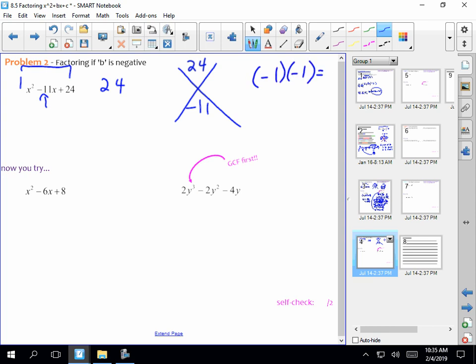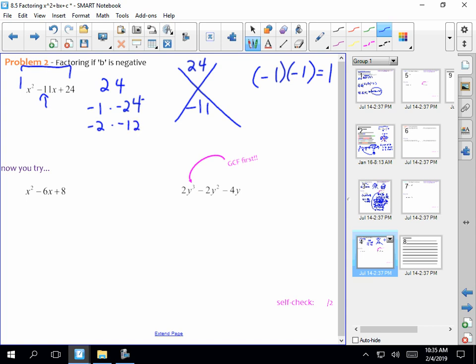Remember, a negative times a negative would be a positive, so negative 1 times a negative 1 would be a positive 1. So they've got to both be negative factors so that when I multiply them, I get a positive, and when I add them, I get a negative. So my possibilities for 24 would be negative 1 and negative 24. That's one possibility. Another one would be negative 2 and negative 12.